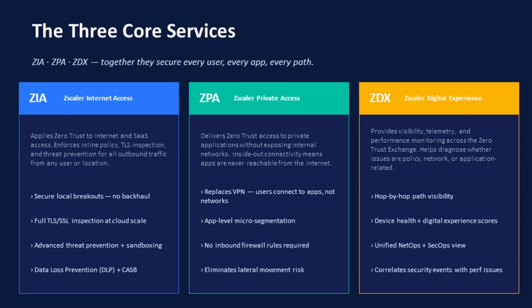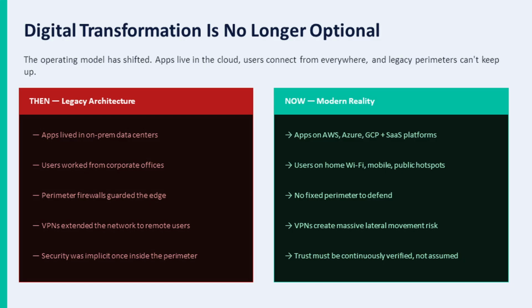And ZDX, Zscaler Digital Experience, is the observability layer. It tells you when something is slow and, more importantly, exactly where the problem is. Together, these three cover every user, every app type, and every traffic path. Digital transformation is no longer optional. Let's quickly look at why all of this matters.